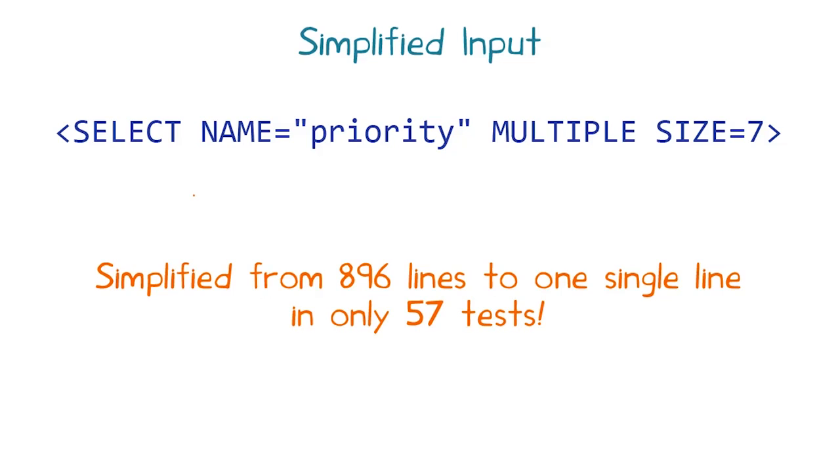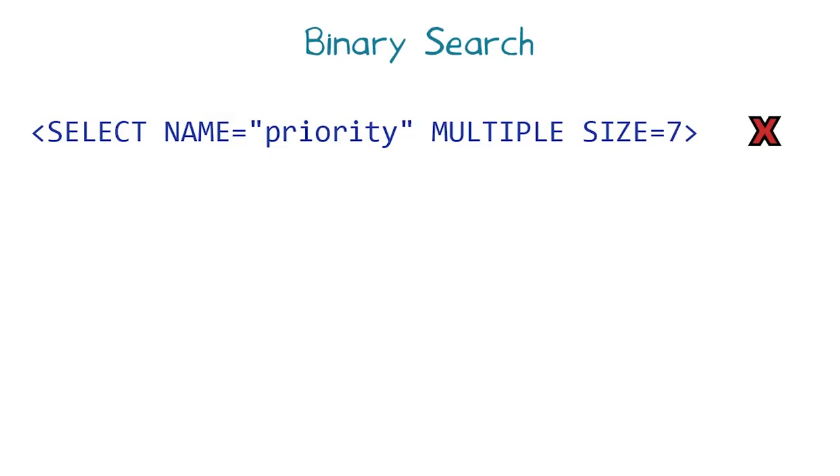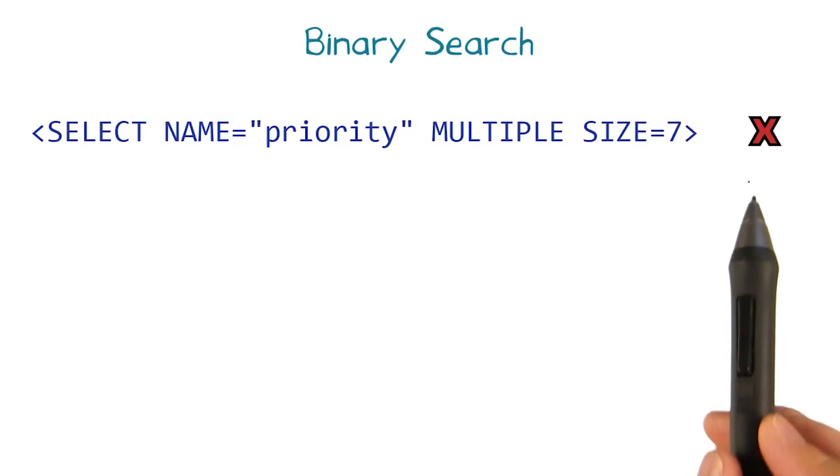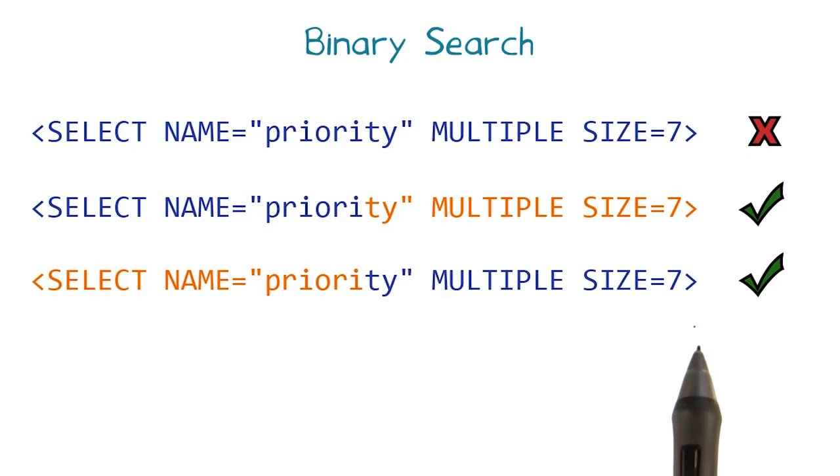57 tests. Suppose that we wish to further simplify this input using character-level granularity to obtain the desired output comprising only the select tag. Let's see how the binary search algorithm works this time. The initial input consisting of the entire line causes the browser to crash. The first half of the line doesn't cause the browser to crash. And the second half of the line also doesn't cause the browser to crash.